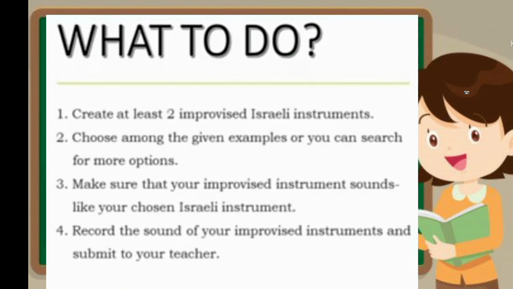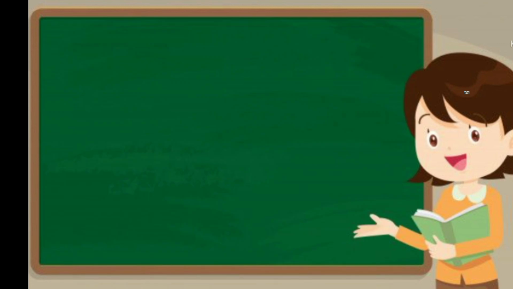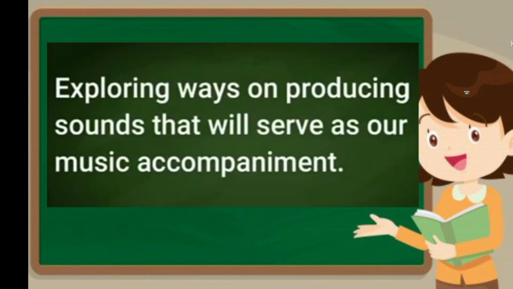For number 1, create at least 2 improvised Israeli instruments. Choose among the given examples or you can search for more options. Third, make sure that your improvised instrument sounds like your chosen Israeli instrument. Record the sound of your improvised instruments and submit to your teacher. So good luck and have fun while exploring ways on producing sounds that will serve as our music accompaniment.